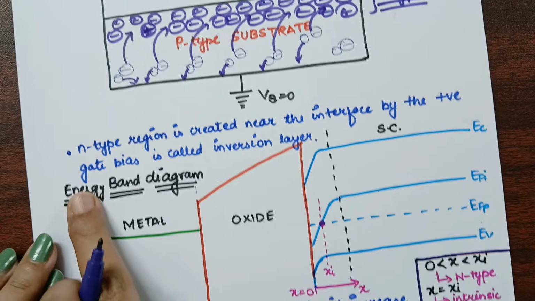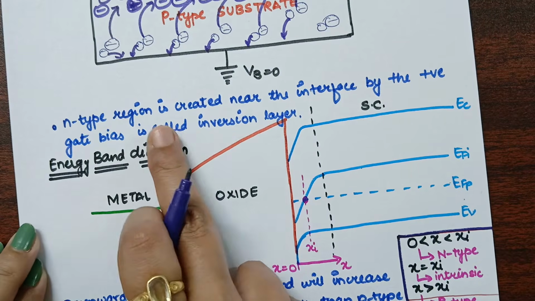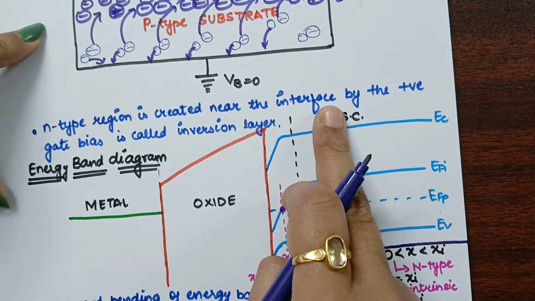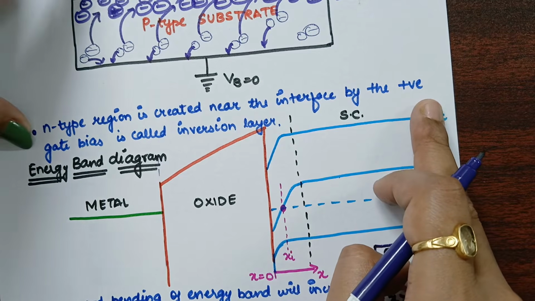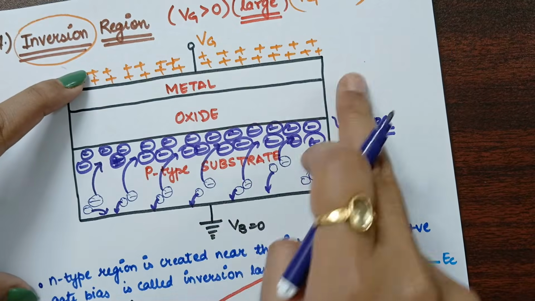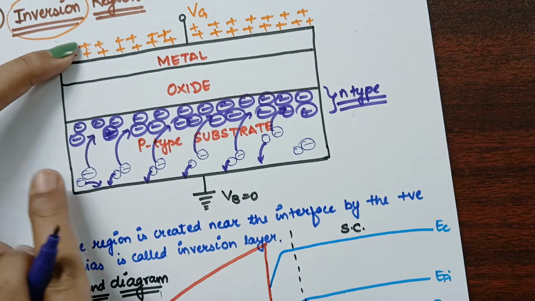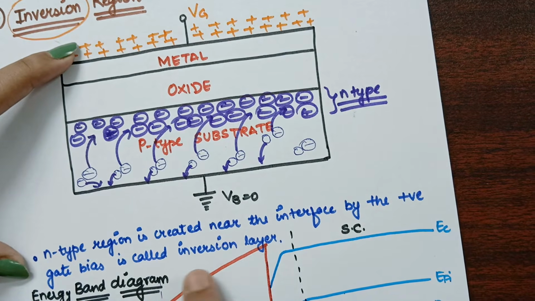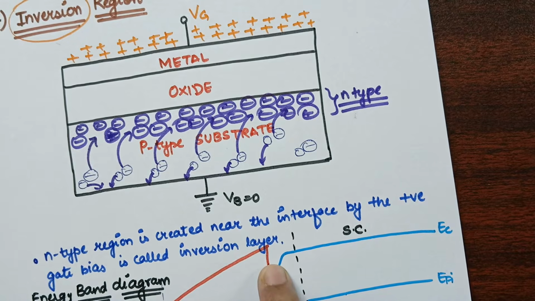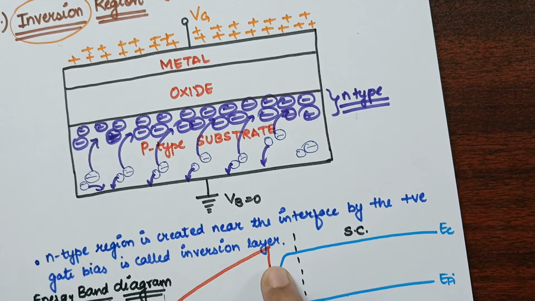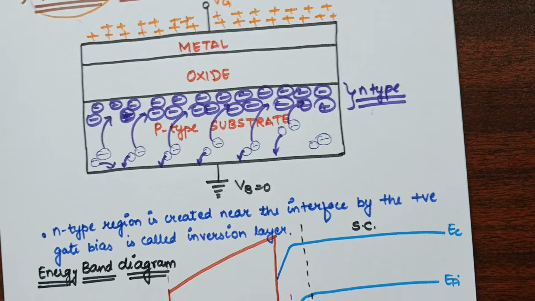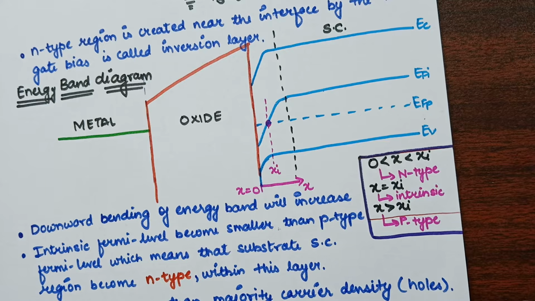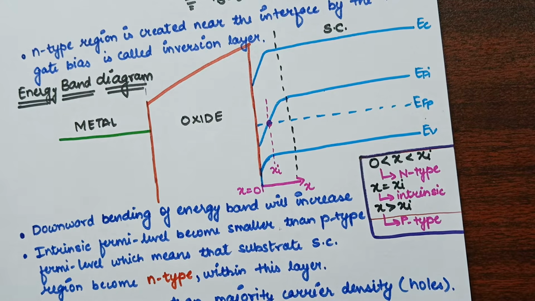So here what you will observe is that an n-type region is created near the interface by the positive gate bias. This negative region is the n-type region, and it is called an inversion layer. We are just flipping its behavior, inverting its behavior. That is inversion. Now what we will observe in this energy band diagram, you have to look into it in a very focused manner.